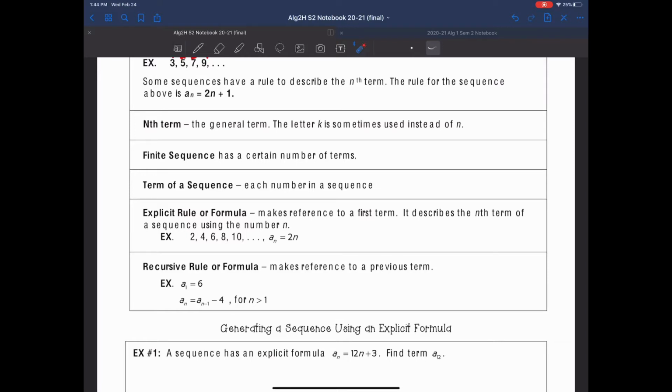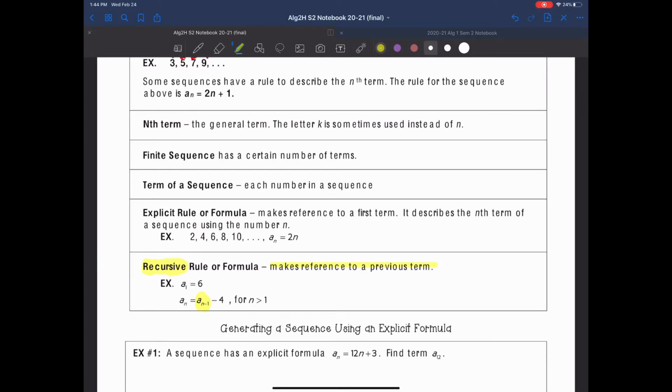Now, on the other hand, we also have what's called a recursive rule or formula. It makes reference to a previous term. So for example, if we had a sub 1 equals 6, and a sub n equals a sub n minus 1 minus 4 for n is greater than 1, this is a recursive rule because we have the term a sub n minus 1. A sub n minus 1 basically means the previous term to whatever term we're referring to in the sequence.